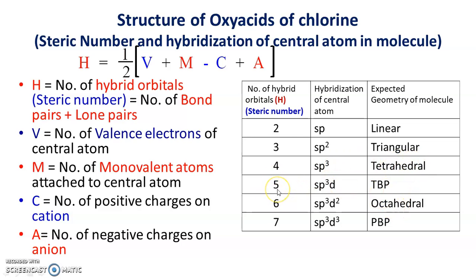If steric number is 5 or H is equal to 5, the hybridization of the central atom will be sp3d and the expected geometry will be triangular bipyramidal. If H is equal to 6, the hybridization of the central atom will be sp3d2 and the geometry of the molecule will be octahedral. Similarly, when H is equal to 7 or steric number is 7, the central atom undergoes sp3d3 hybridization and the expected geometry will be pentagonal bipyramidal.